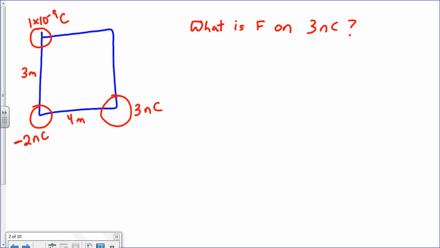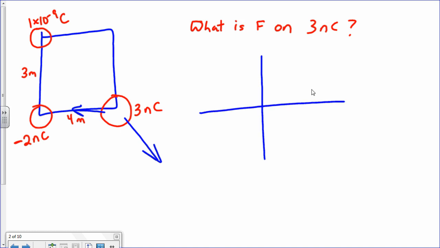When I draw my vectors on there, it's a very important step that I draw these correctly. They're going to look like this. I have one going in this direction, and then I have another one going in this direction. Okay, and then I need to figure out what those angles are. So I'm going to redraw this on a vector diagram. I have one force here, I'll call this F1, and then I have another force here, I'll call this F2.